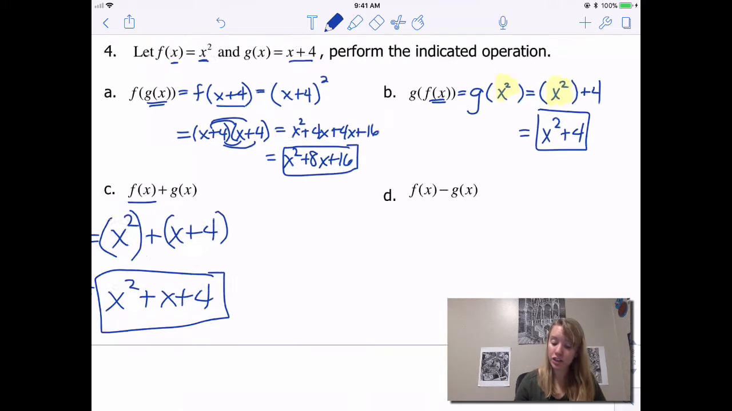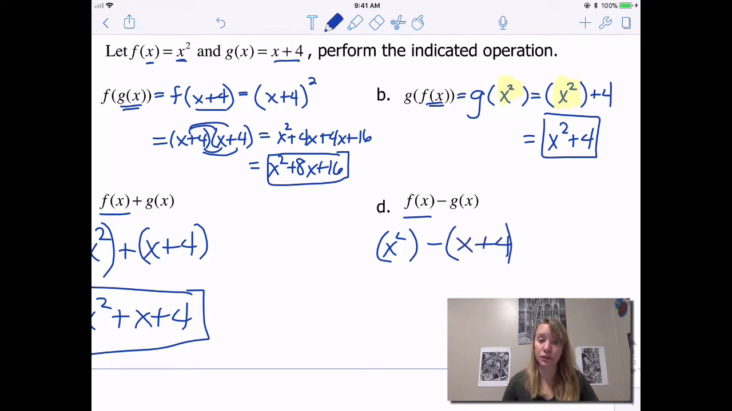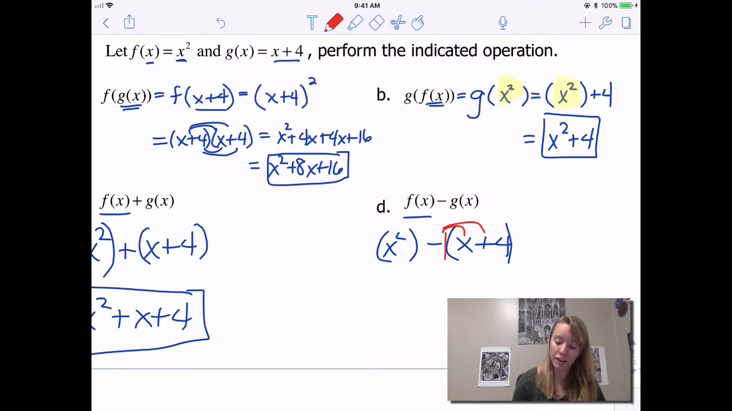And then f minus g is x squared minus x plus 4. Remember, this is the one where the parentheses really make a difference, because I have to remember that this negative 1 has to distribute. So I get x squared minus x minus 4 as my final answer.